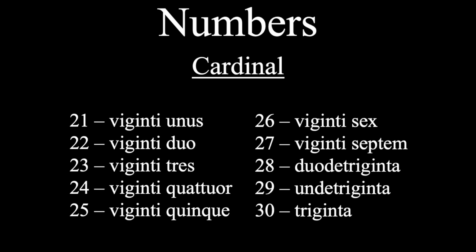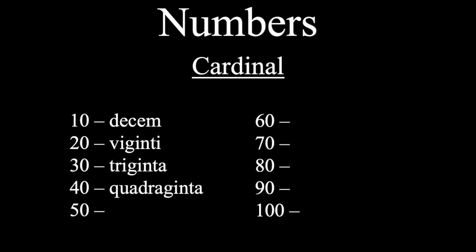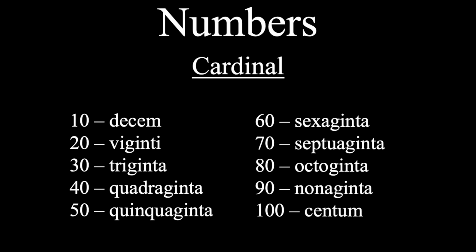Okay, now let's look at all the multiples of 10. So we already saw 10, that's decem. We already saw 20, that's viginti. And we already saw 30, triginta. For 40, we'll have quadraginta. 50 is quinquaginta. 60, sexaginta. 70, septuaginta. 80, octoginta. 90, nonaginta. And 100, centum.